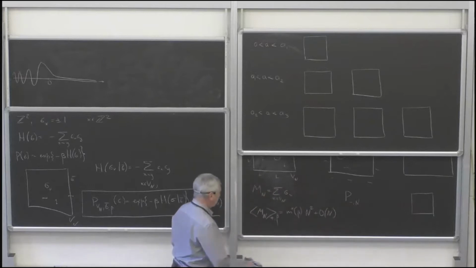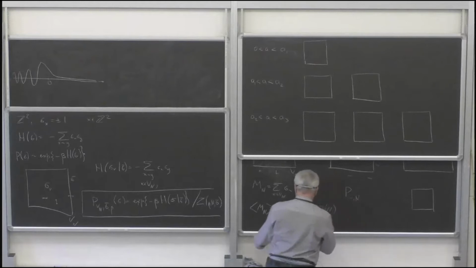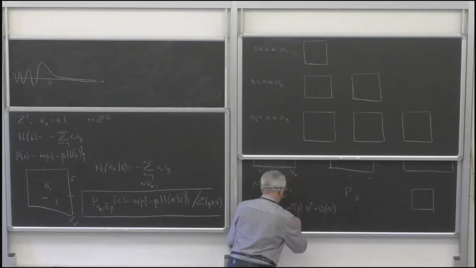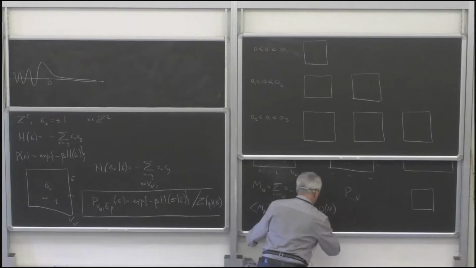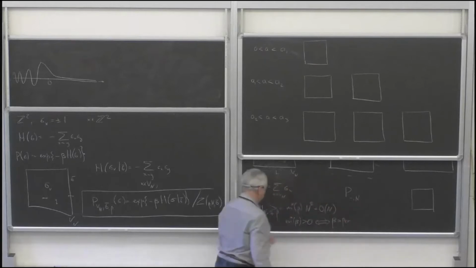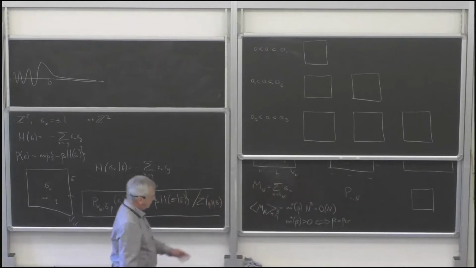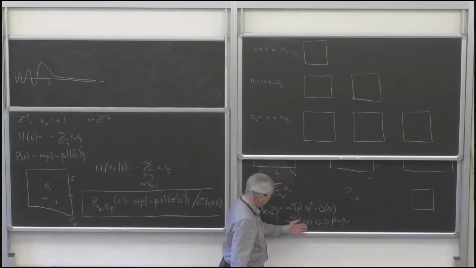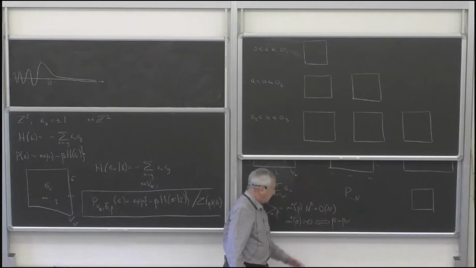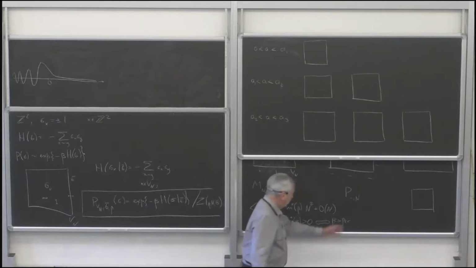And this function m of beta is positive, provided beta is bigger than beta critical. This is called spontaneous magnetization, and this function is positive if and only if the temperature is below the critical temperature, in other words, beta is bigger than beta critical.